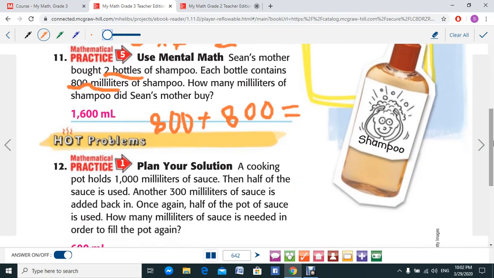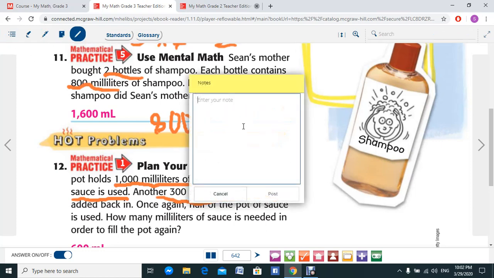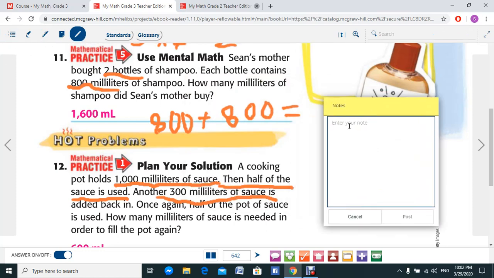Let's do the last one. A cooking pot holds 1000 milliliters of sauce, so I will underline this. Then half of the sauce is used, so we used 500 milliliters of them, so we must know that half of them is used. Okay, another 300 milliliters of sauce is added. So here we don't have only one step, we have more than this. I'm going to use the note to make it more clear. We have more than one step.